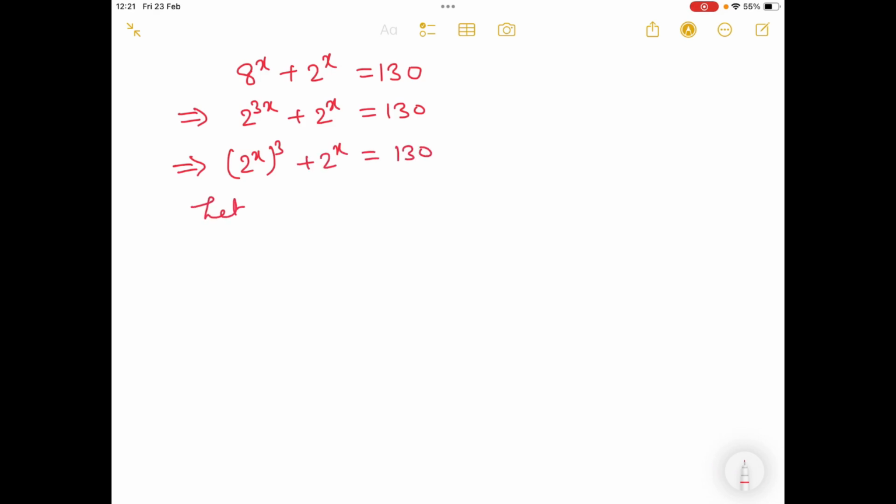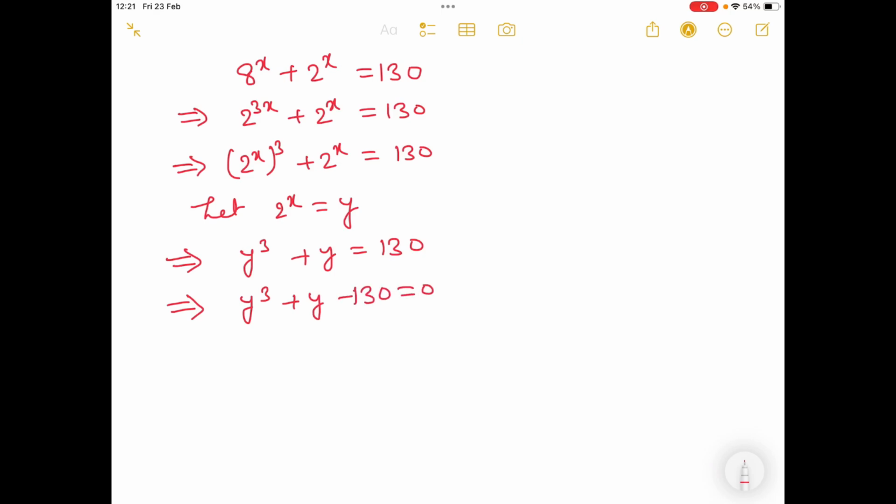Let us consider 2 to the power x is equal to y. By putting the value 2 to the power x is equal to y, we will get y cube plus y is equal to 130, and further we can write y cube plus y minus 130 is equal to 0. Now we have to find its root.